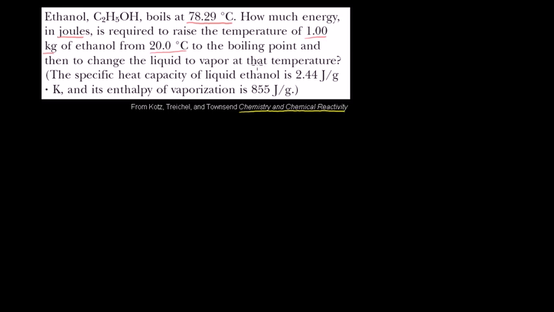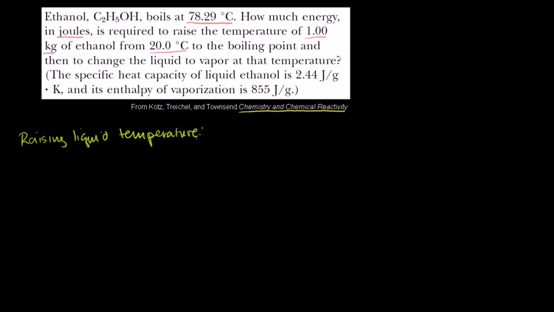So there's really two parts of this problem. How much energy in joules to take the ethanol from 20 degrees to 78.29 degrees Celsius? That's the first part. And then once we're there, we're going to have 78.29 degrees Celsius liquid ethanol. But then we also need the energy to turn it into vapor. So those are going to be the two parts. So let's just think about just raising the liquid temperature. Let's figure out how we're going to do that.